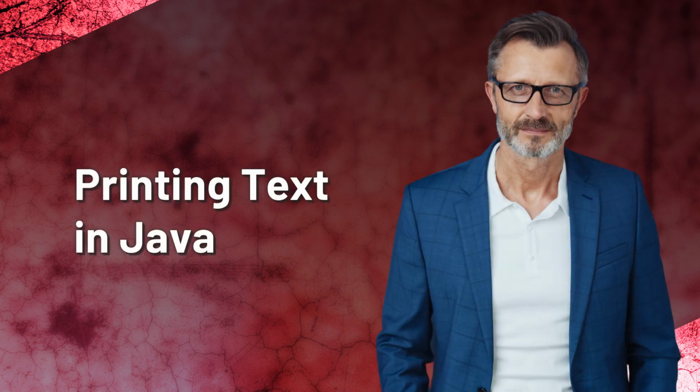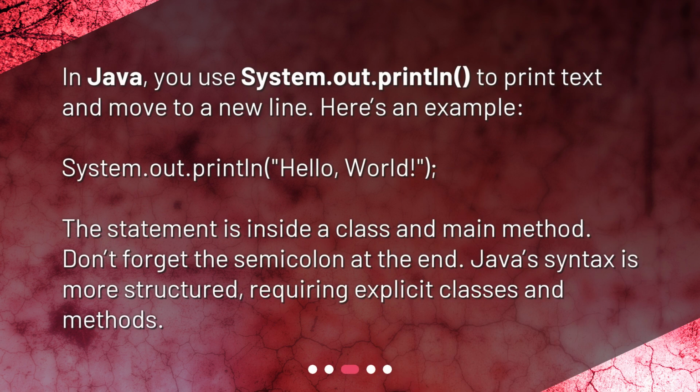Printing text in Java. In Java, you use System.out.println to print text and move to a new line. Here's an example. System.out.println("Hello, World!"); The statement is inside a class and main method. Don't forget the semicolon at the end. Java's syntax is more structured, requiring explicit classes and methods.